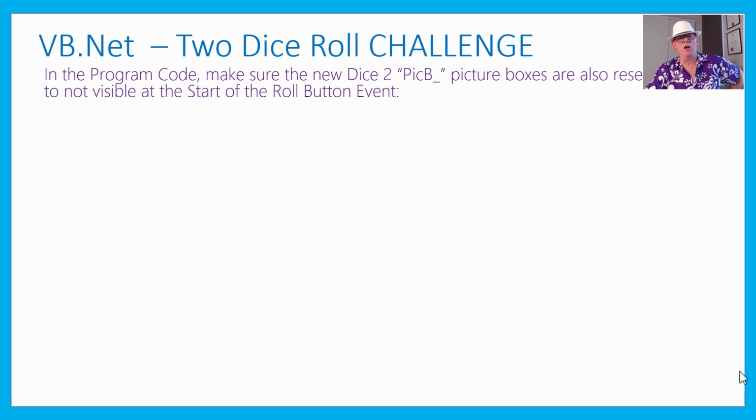All right, in the program code, we need to make sure the new dice 2, the pick B picture boxes, are also reset to be not visible at the start of the roll button. So after you previously did a roll, the dice are still showing on the screen and you want to clear them off when you start the next roll, okay?